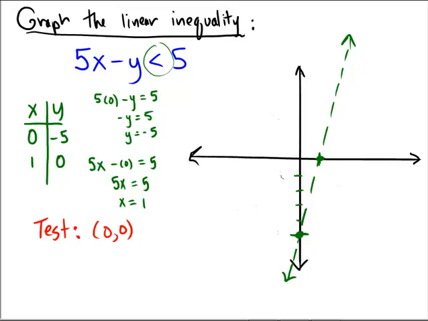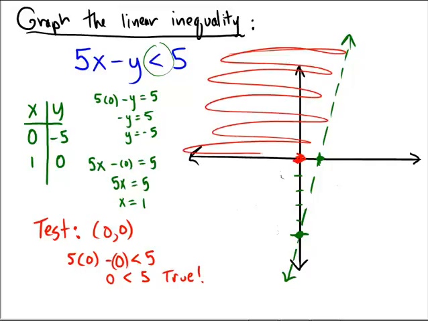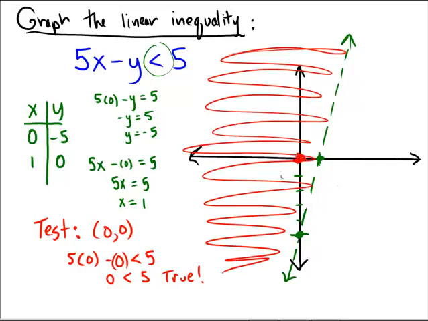So if I go back to the inequality and replace x with 0 and y with 0, I get 0 minus 0 on the left, which is 0, and just a 5 on the right. And notice that 0 less than 5 is a true statement. So my testing point happened to be a true value, and therefore the shaded part of the graph is going to be the side where 0, 0 is. So we shade, in this case, the upward part of the graph, the part above the green dashed line.